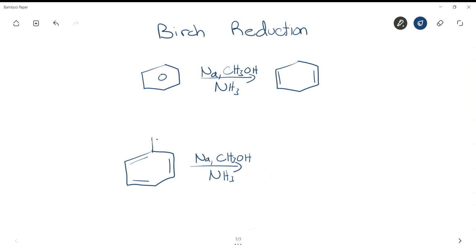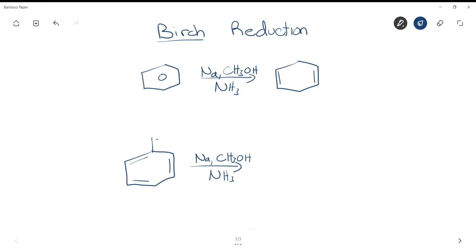This reaction is called the Birch Reduction. The Birch reagents are sodium, methanol, and ammonia. And what this reaction allows us to do is remove the aromaticity of the ring, and it takes away one of the pi bonds and leaves two pi bonds behind after the reaction is completed.